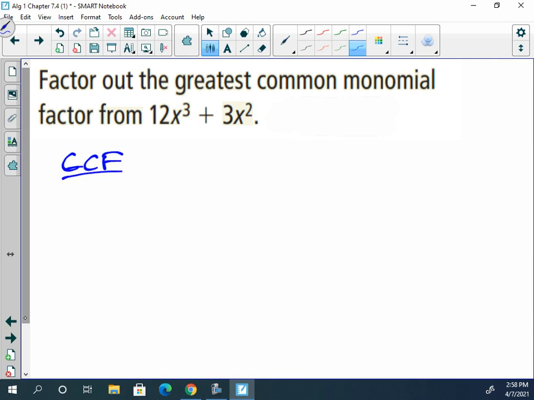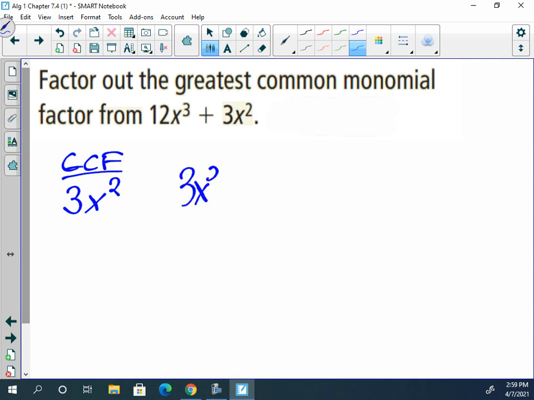Okay, let's look at this one here. 12x to the 3rd and 3x squared. What is the biggest number that we can divide into both 12 and 3? 3, yes? So the number for our greatest common factor would be 3. And now we need to look at x. Now, I know we're going to need at least 1 because they both do have an x term in there, yes? So how many x's can I take out of both of them? 2, because the smallest exponent that we have is 2. So the most I can take out is 3x squared.